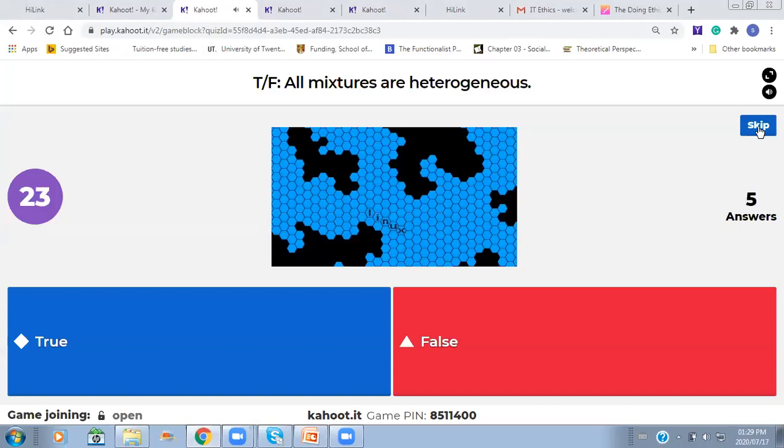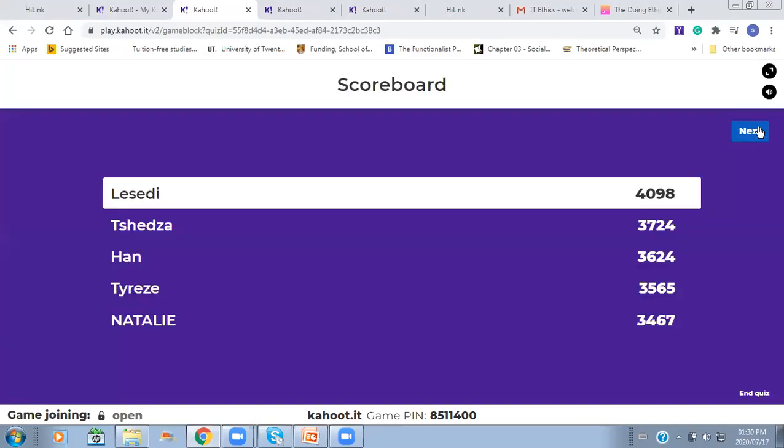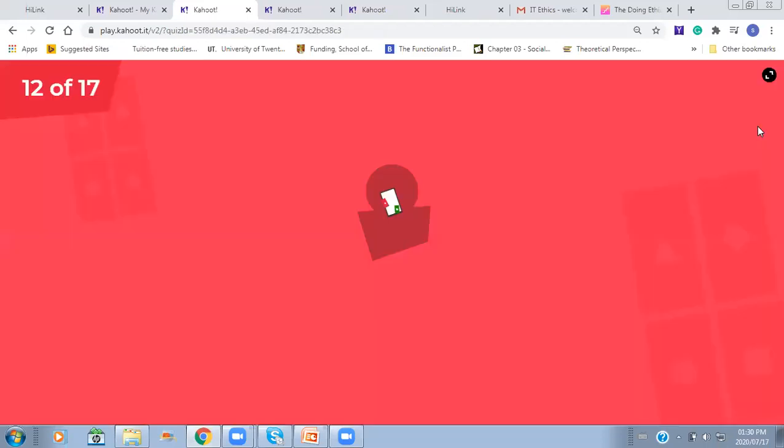Heterogeneous mixtures. True or false? All mixtures are heterogeneous mixtures. The answer is false. You see, it's Han, Lisedi, followed by Tyrus, Natalie, and then Cesar. Let's get going.